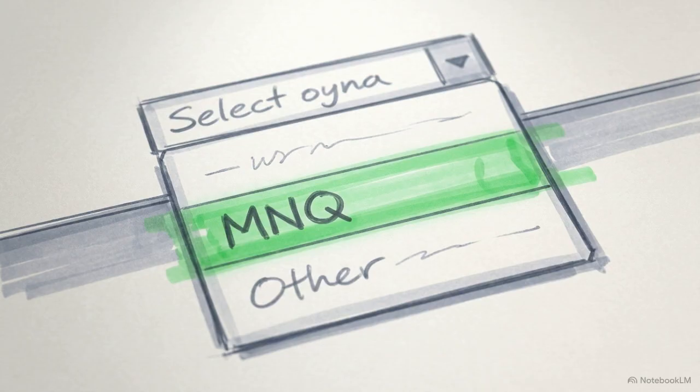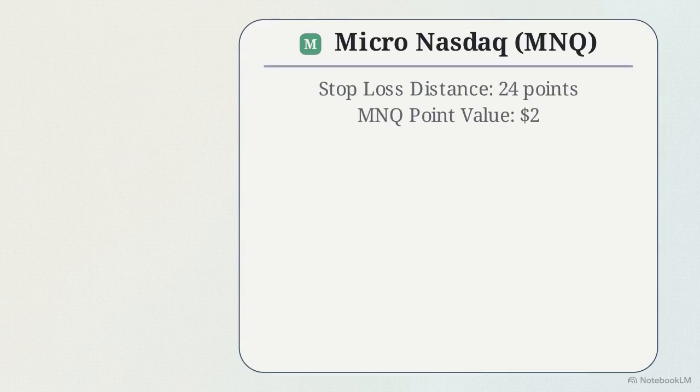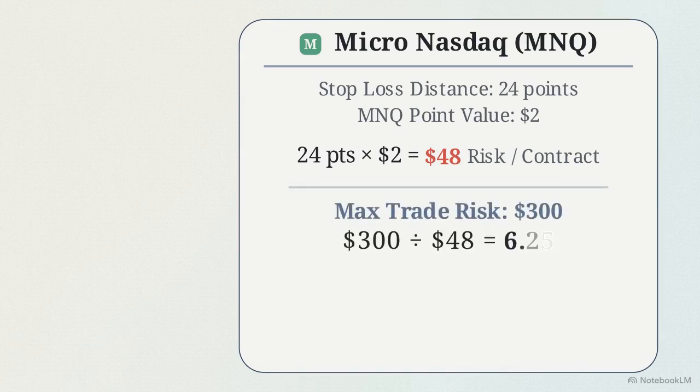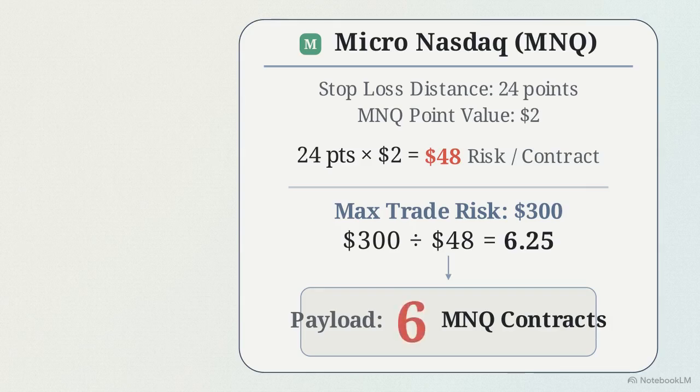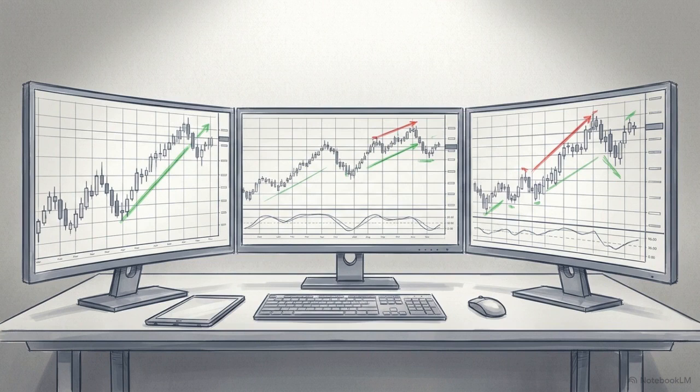The solution is to switch execution over to micro Nasdaq contracts, or MNQ. This provides the granular risk control necessary to match your position size to the volatility. Moving to the right side of the order panel, calculating the risk per MNQ contract at $2 per point equals a $48 risk. Dividing our $300 maximum risk by this $48 micro-contract risk gives us exactly 6 executable MNQ contracts. By scaling your contract payload in inverse proportion to your stop distance, you maintain a fixed dollar risk. This allows the trade to breathe within its mathematical requirements without increasing your total capital exposure.